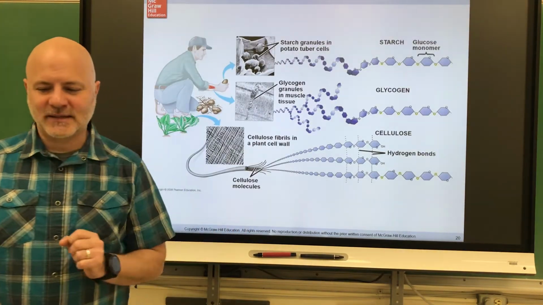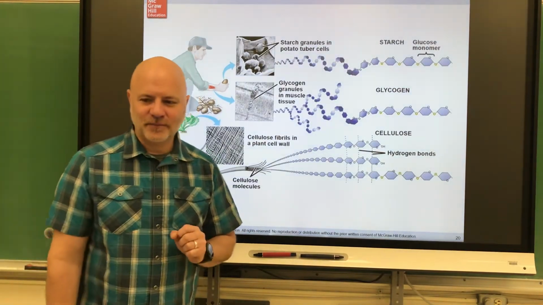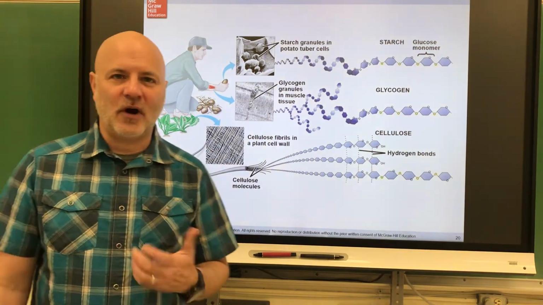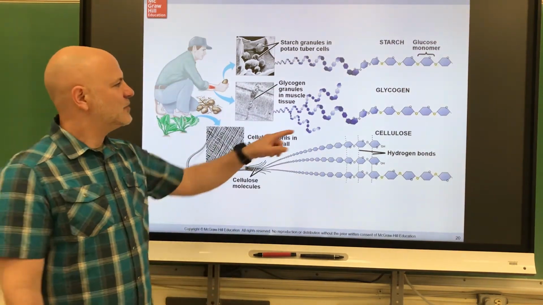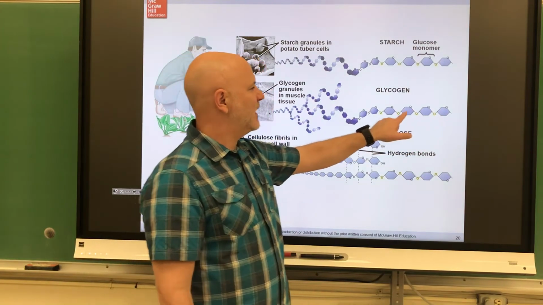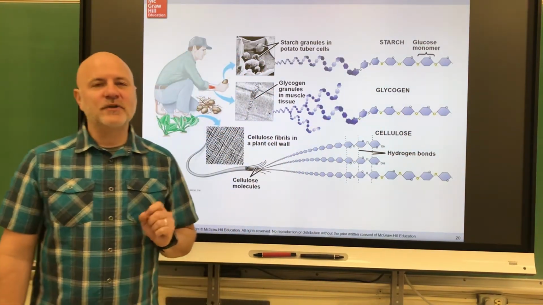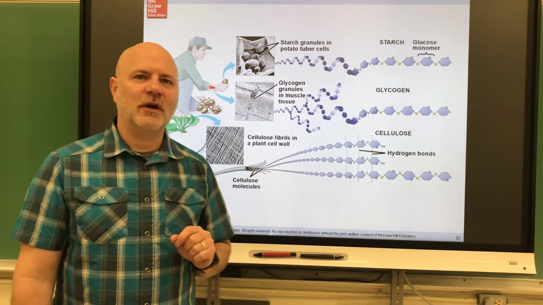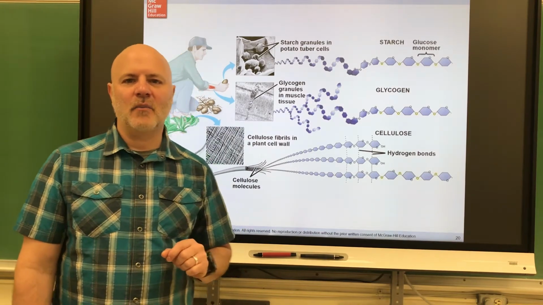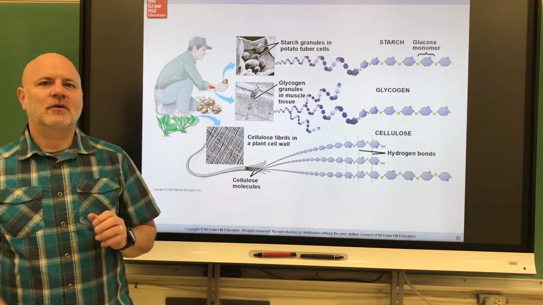All right, lastly here is glycogen. Glycogen is animal carbohydrate storage. As you can see, it's one glucose molecule after the next. All right, we use this for quick energy. This is stored in our liver and in our muscle cells. All right, so quick energy storage.